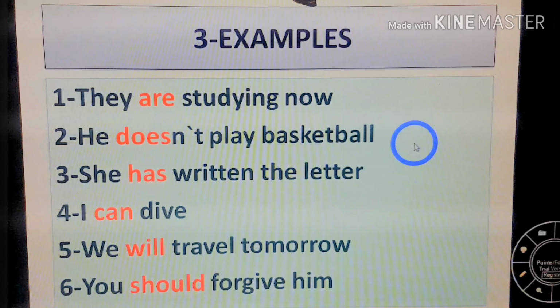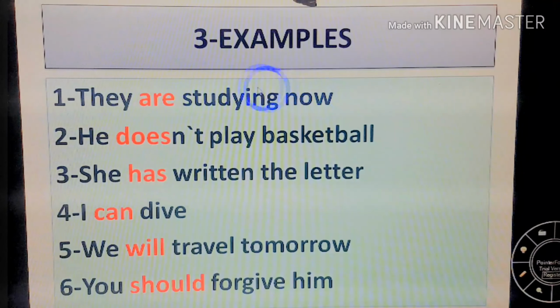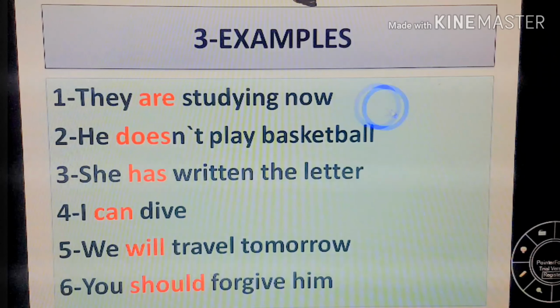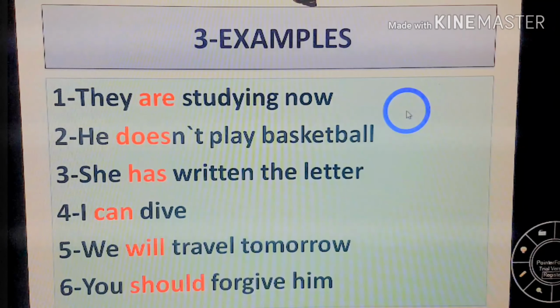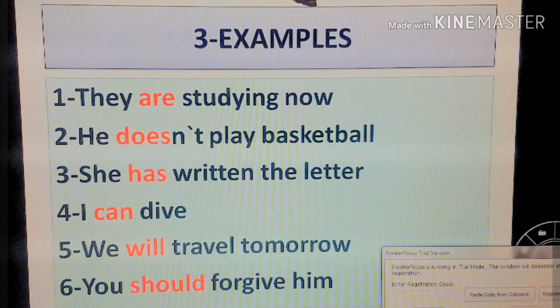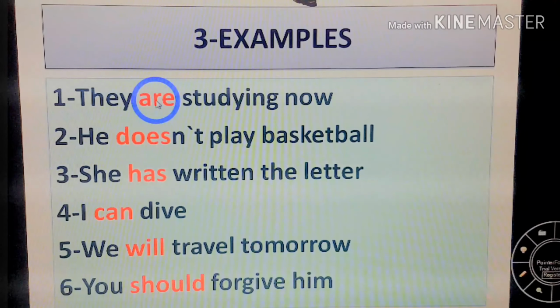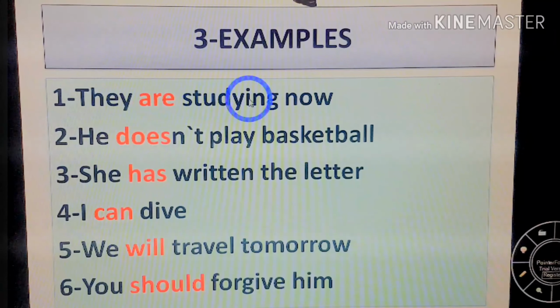But when you want to write something, as for the writing skill, the writing should be formal. The writing has to be formal, and therefore the mistakes are not acceptable in writing. Okay? So when I want to write, I have to write it correctly, that means grammatically right. When I say here, they are studying now, they are studying at this moment.